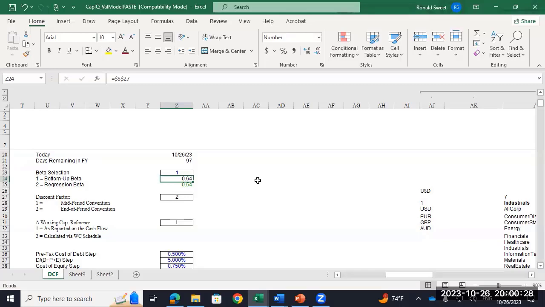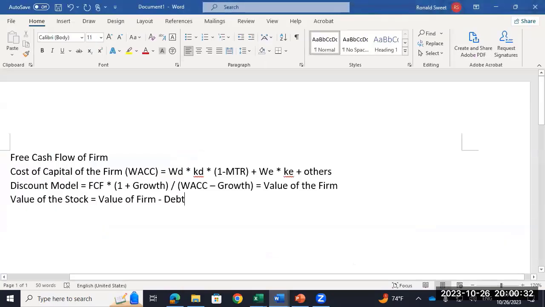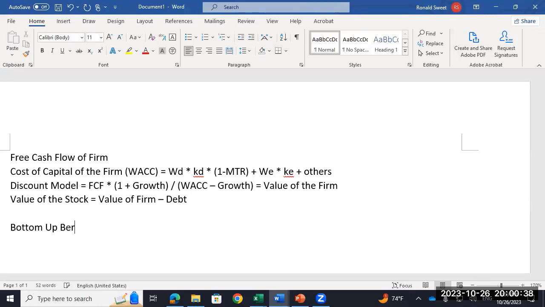Y'all know what bottom-up beta is? I don't know if we talked about that. I'm not a big believer in bottom beta because it's just too much. Anybody remember bottom-up beta? Have y'all have Catapacum in here? Did he do bottom-up beta? Yeah, the regression. So he didn't do one of these.